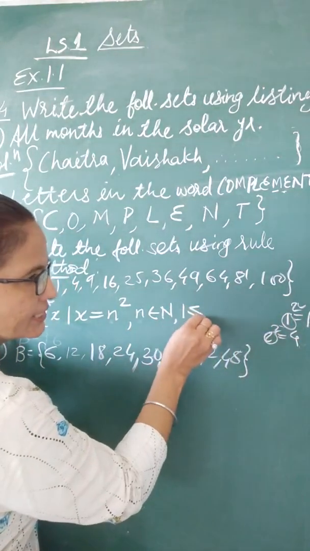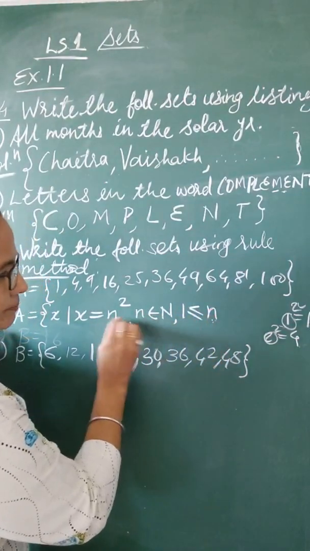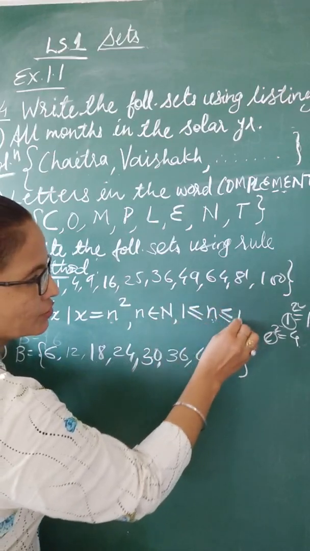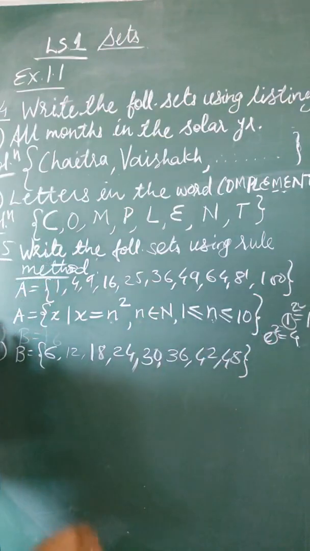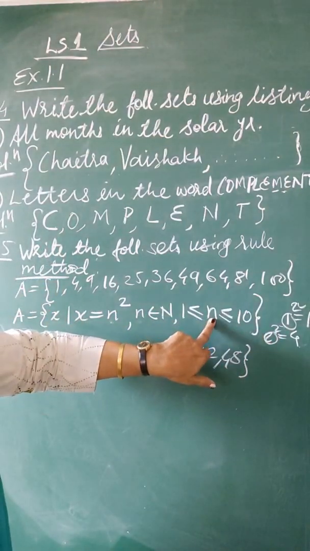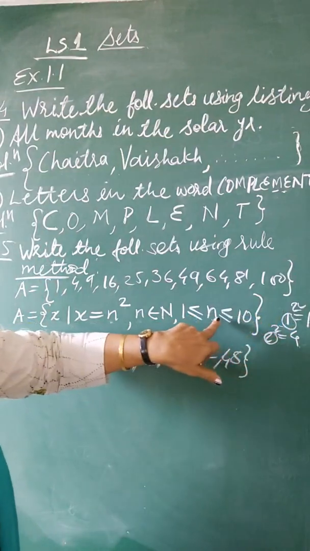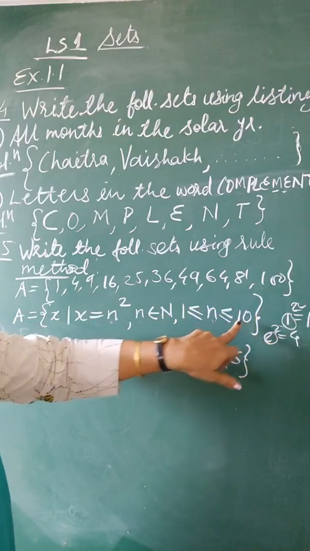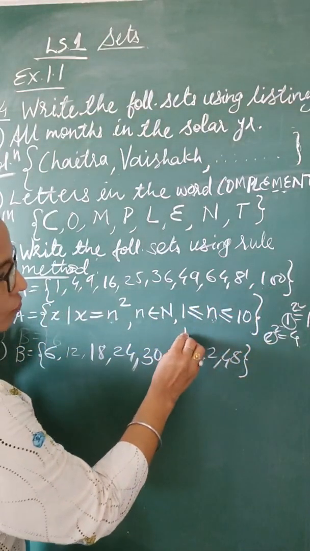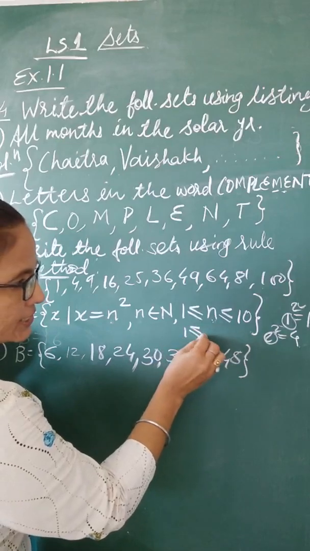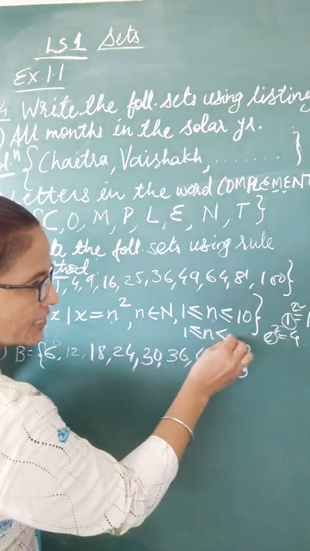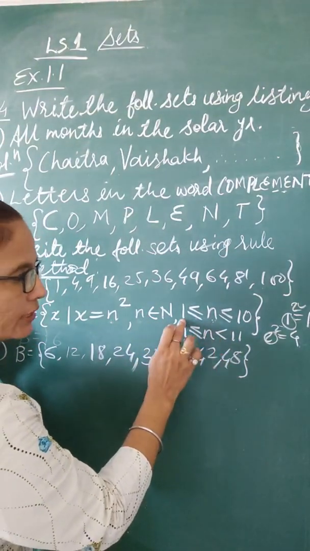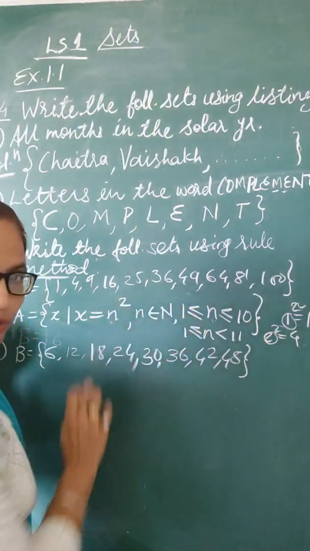So what will you write now? 1 is less than or equal to n. This n starts from 1, and is less than or equal to 10. You can see 1 square is 1, and n equal to 10, your last number is 100, 10 square is equal to 100. Or you can write this like this also: 1 is less than or equal to n is less than 11. Here I have not taken the equal to sign. Okay, this is your choice. But whatever rule you are writing, it should match your question.